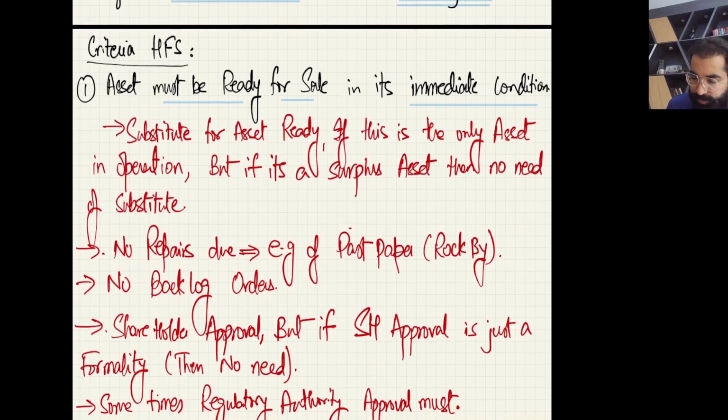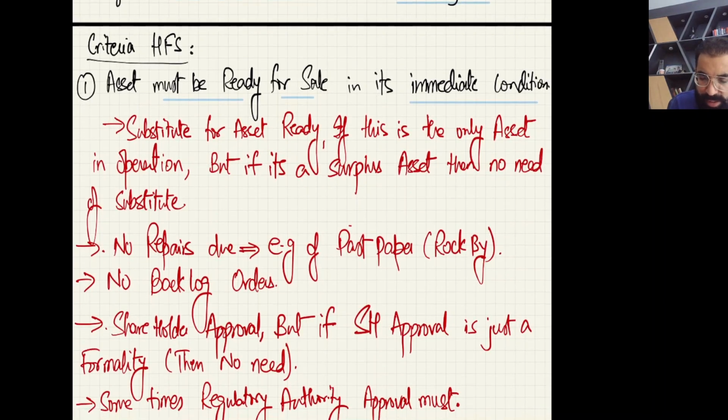The first thing is that a substitute for that asset is ready. For example, listen. Case number one: if that asset is a surplus asset, an extra asset, you are a very rich company, and you have many surplus assets. If you say that you want to sell this surplus fixed asset, then in that case the standard won't ask, the auditor won't ask you for any substitute.